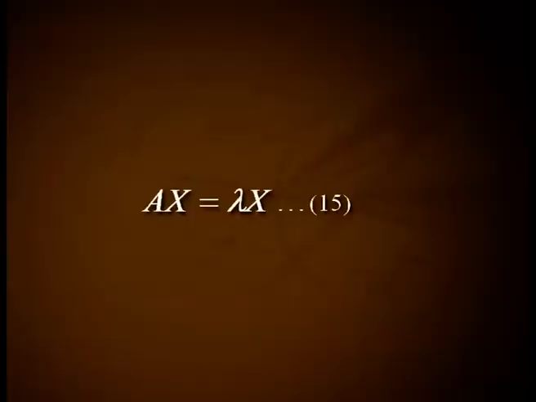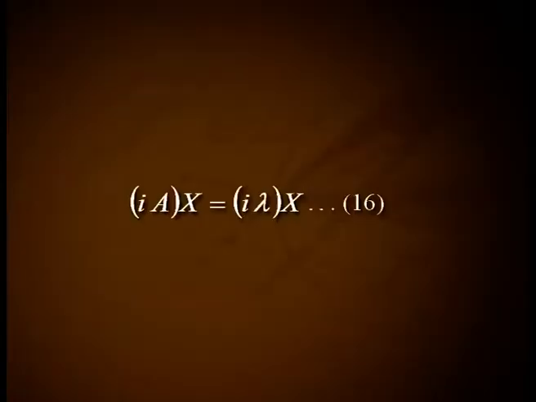Corollary, the characteristic roots of a skew Hermitian matrix is either 0 or a pure imaginary number. Proof, suppose the matrix A is skew Hermitian, that is i into A is Hermitian. If lambda is a characteristic root of a matrix A, then A into x equal to lambda into x, equation 15, for some non-zero column matrix x.